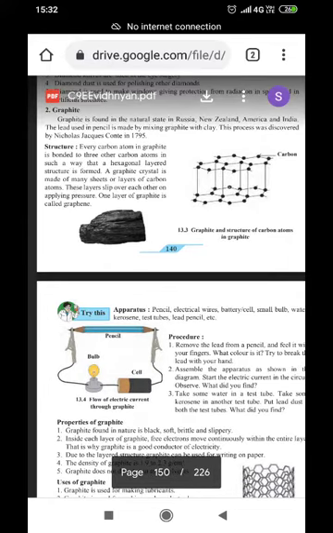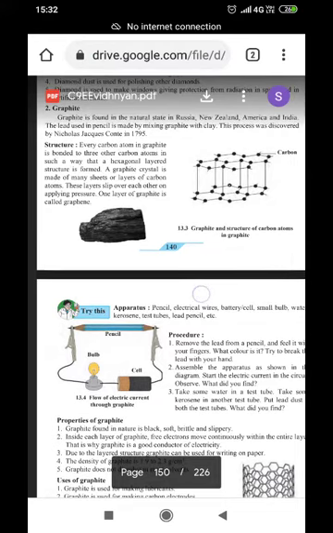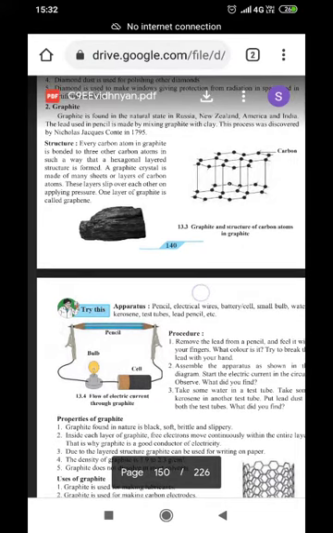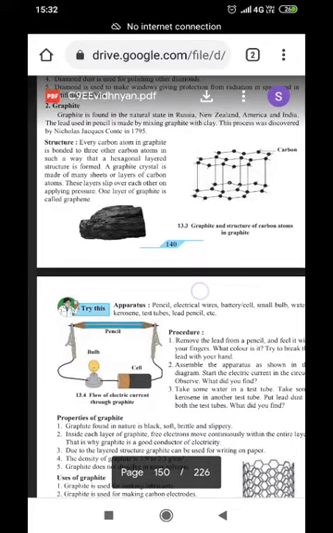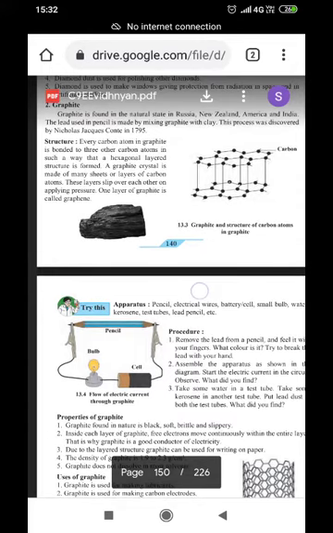Structure. Now we have seen the structure of diamond. It is tetragonal. But the structure of graphite is hexagonal. Hexagonal means six carbons are formed as a plane layer. A vertical hexagon is formed. You can see the structure here.